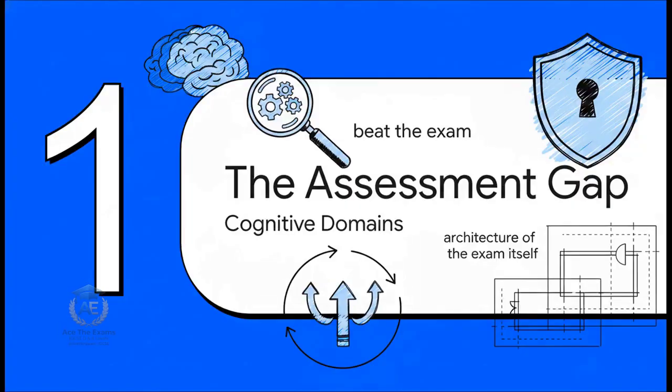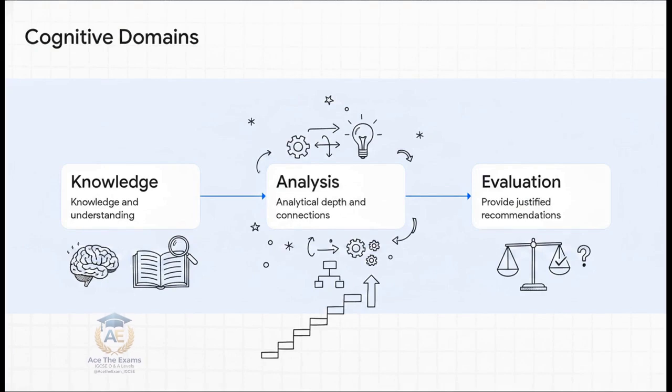Starting with Section 1, the assessment gap. To beat the exam, you absolutely have to understand the cognitive domains that Cambridge assessment is actually targeting. Successful candidates must demonstrate competence across all 3 of these distinct cognitive steps known as assessment objectives, or AOs. Let me bring in a scenario featuring 2 profiles of students I coach all the time. Let's call them Alex and Sam.